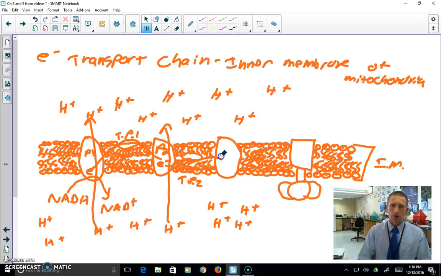And so then it goes to, what do you guess? Yep, that's right, pump 3. And this electron, almost all out of energy now, almost not able to reduce anything. So this is gonna energize the pump one last time, energize another pump, and it's gonna transport a hydrogen across the membrane into the inner membrane space, right?